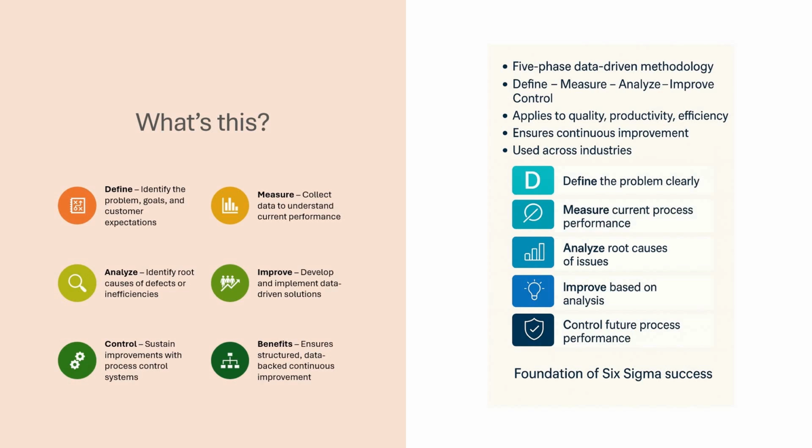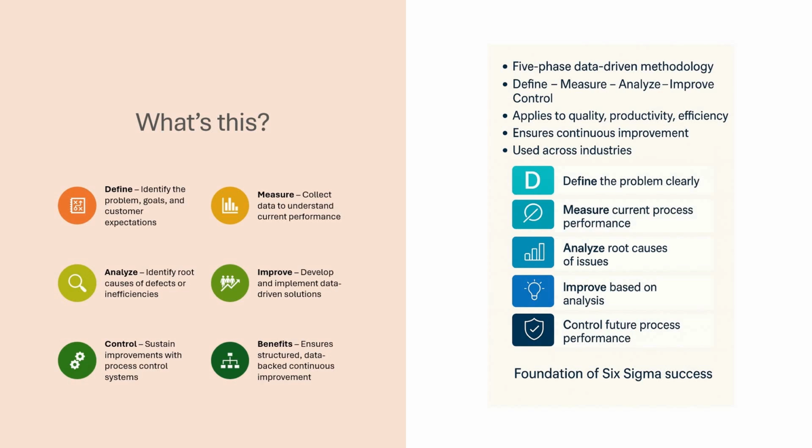A hospital may define the problem as too many delays in patient discharge, which can be taken as an example. So what is D? D helps you identify the problem, goals, and customer expectations. Then comes M. It is measuring the current performance, and it's very useful to understand where we are going.